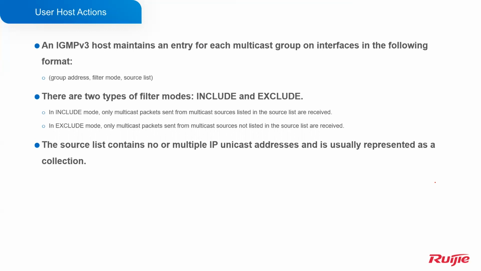In the include mode, only multicast packets sent from multicast sources listed in the source list are received. For example, include two group addresses means we want to receive the multicast packets from these two groups. But exclude means that only multicast packets sent from multicast sources not listed in the source list are received. The source list contains no or multiple IP unicast addresses and is usually represented as a collection. Pay attention here: if it contains no group address, it represents that I don't want to receive the multicast packets. It's a kind of leave message.